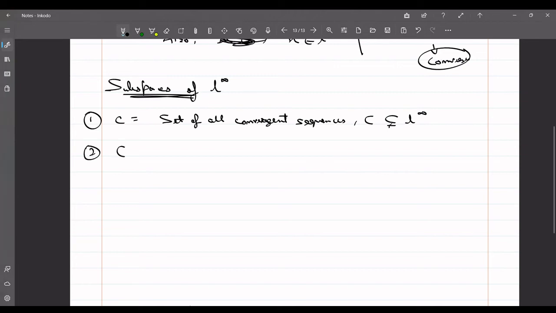Next definition we have, let's say c0. It is the set of all convergent sequences converging to 0.